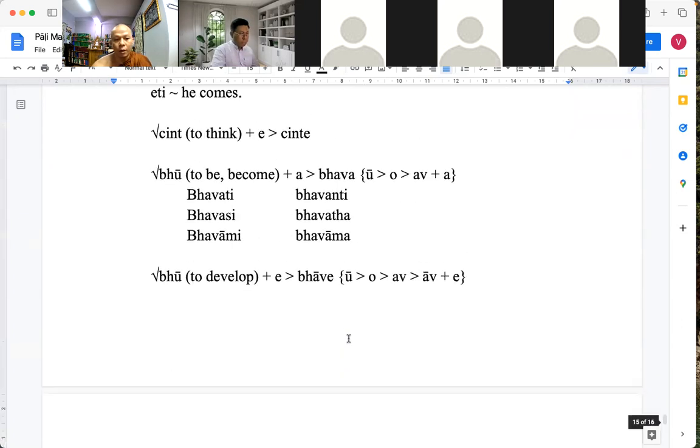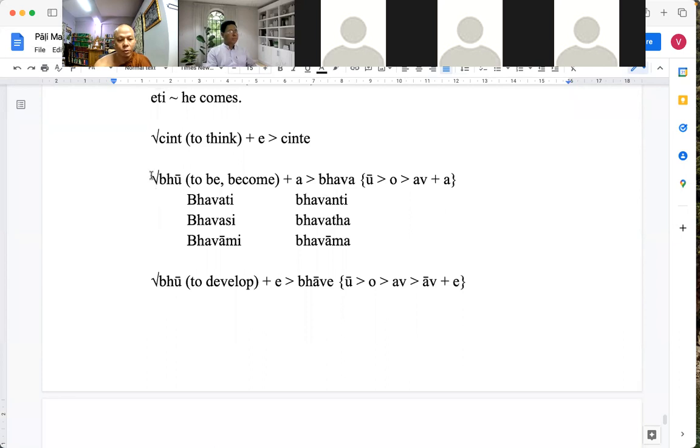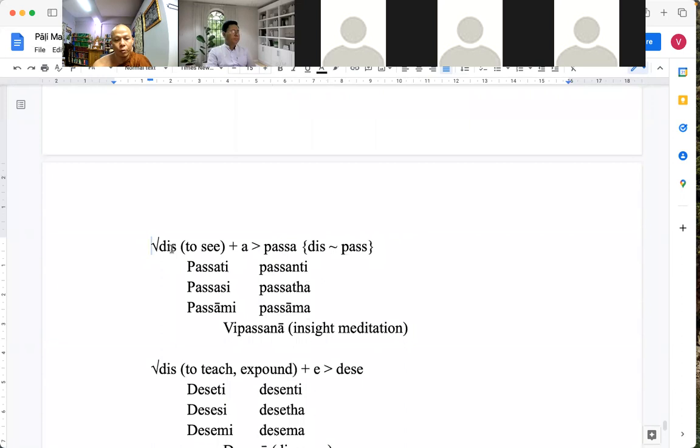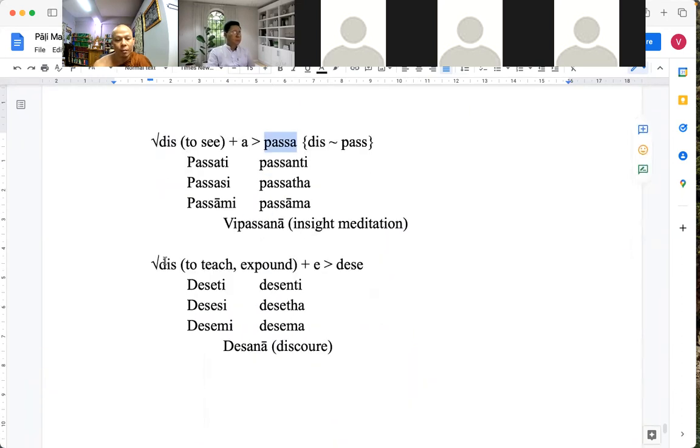So that is why, here the one point I want you to understand is the same root, but different sign. At the time, they have different meaning. So root bhu, sign bhava, base means to be or to become. Root bhu with sign bhava, base means to develop. The same way, root dis, sign passa, base means to see. But root dis with sign A, we have the dese base, meaning to teach or to expound. Okay, that's what I want you to understand.